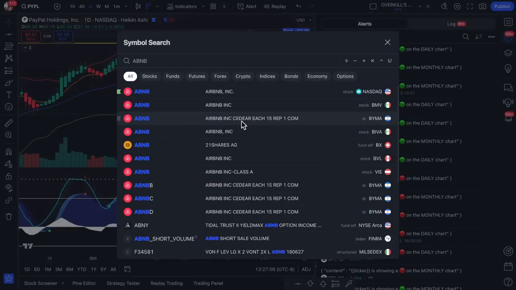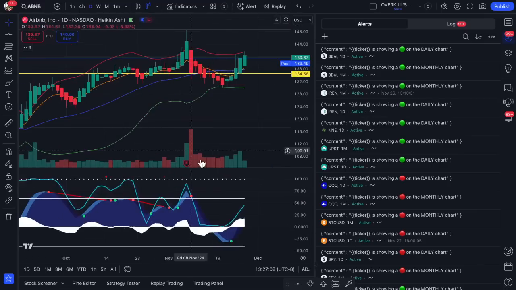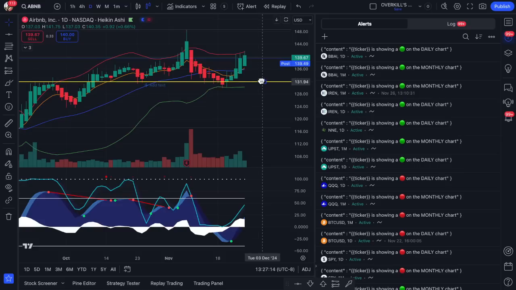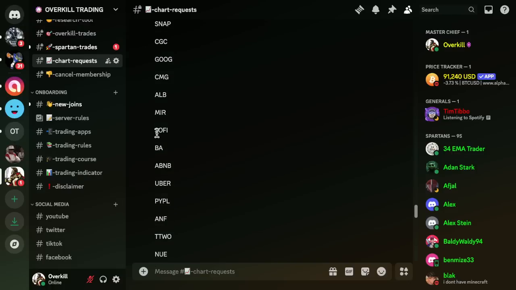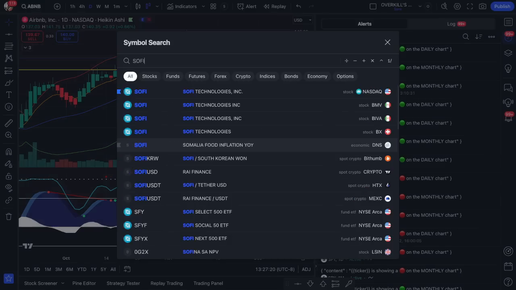Airbnb. Airbnb, we called that signal out right here on the 21st at 132. It's sitting at 140 now. Called it out at 132. So just inch your stop loss up. I put it at 135 on that one. SoFi.